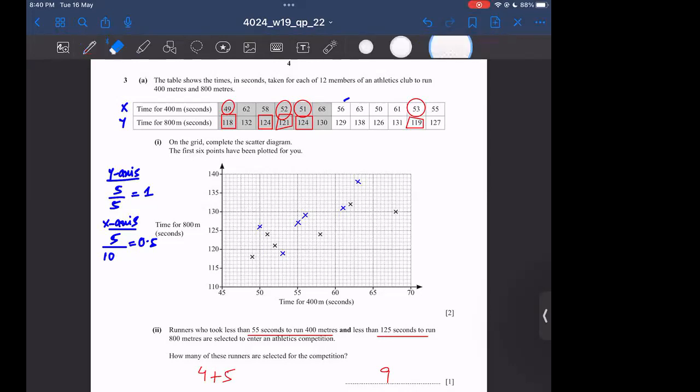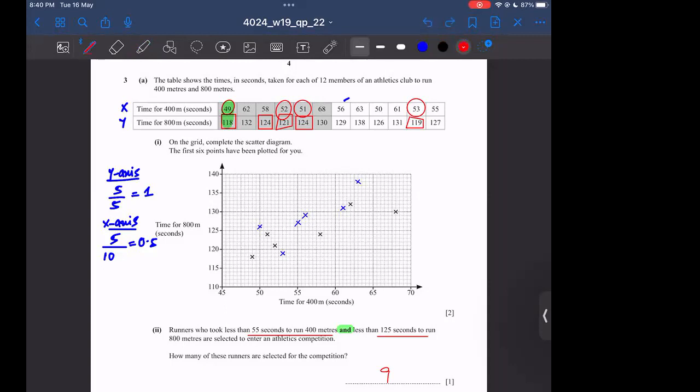Okay, so there is one more thing that we need to focus on. They are saying there's a word "and" over here. They are saying runners who took less than 55 to run the 400-meter race and less than 125 seconds to run the 800-meter race. So there should be a combination of both of these. Like this first runner took less than 55 seconds in the 400-meter race and less than 125 seconds in the 800-meter race. So this one is the runner that we are going to select.